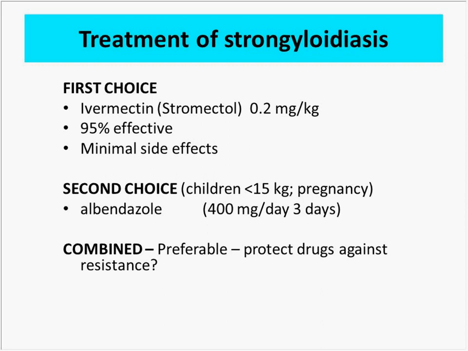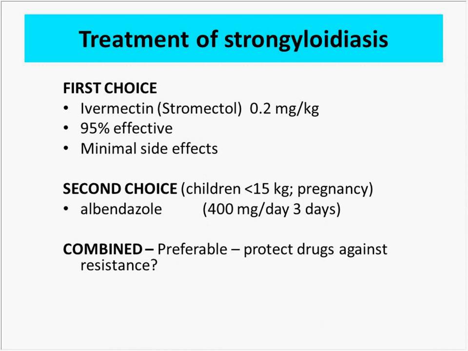Ivermectin is a drug with minimal side effects. The alternative choice is albendazole, and the reason for that is that ivermectin in Australia is not licensed for use in pregnancy, and it's not licensed for use in children under 5 years, actually. I've got 10 kilograms there, which is the WHO recommendation globally, but in Australia it's 5 years.